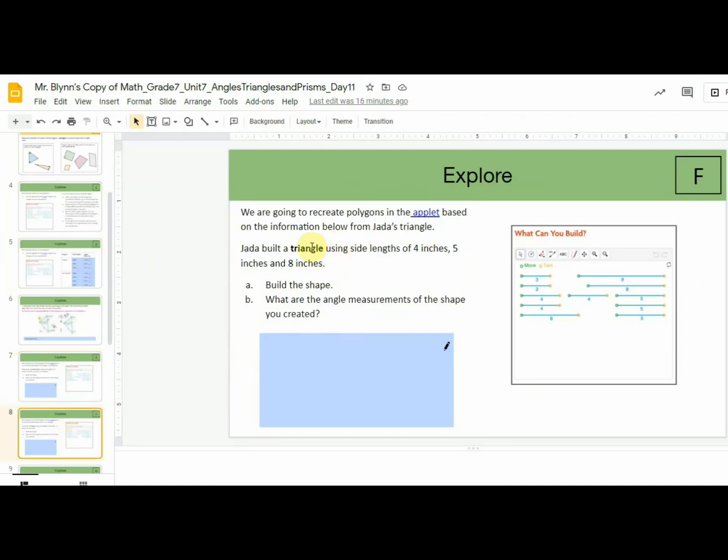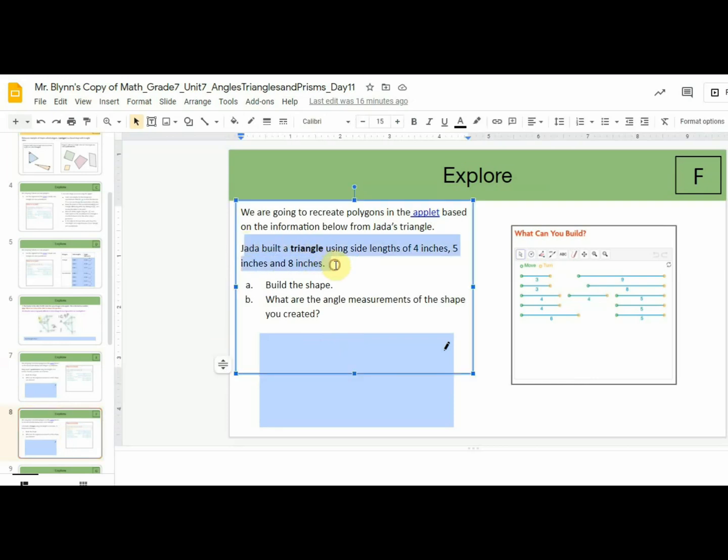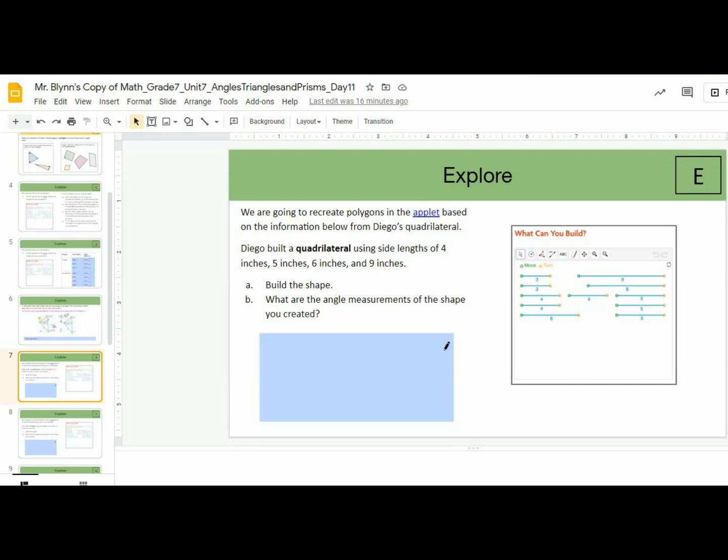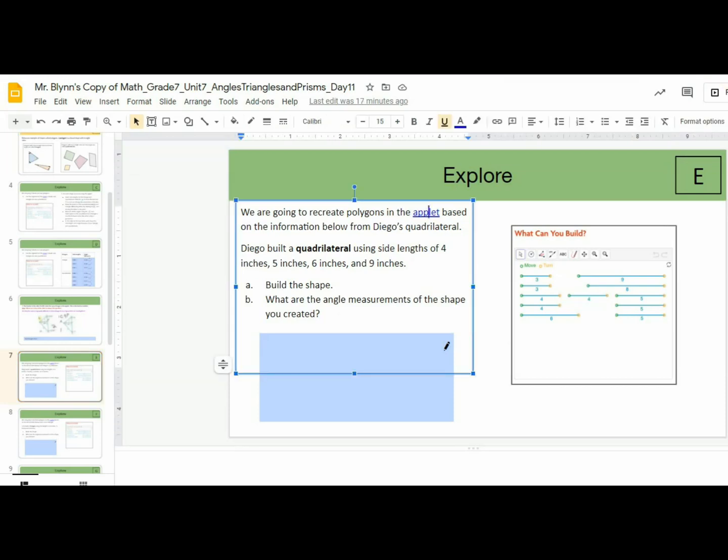Next, you'll also make a triangle that has the same side lengths as a student named Jada. Build the shape and record the angle measurements here for the shape that you've created. It will be very interesting to see if you make the same shape that Diego and Jada make. However, there's a little controversy that arises when you compare shapes that you make here in the applet compared to shapes that these other students have made.